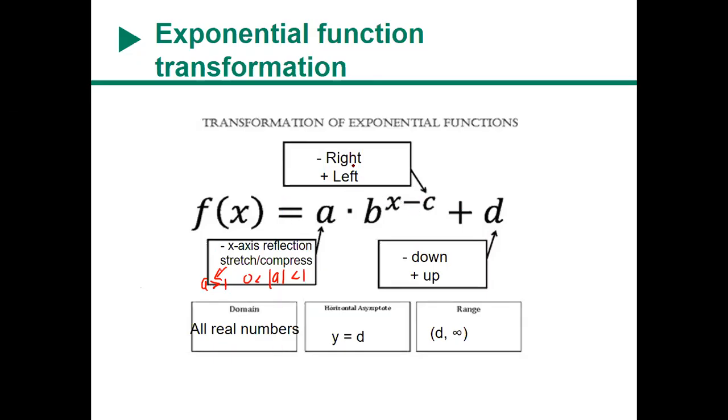Your c, remember our x is a liar. So if it's minus c, you're going to the right. If it's plus c, you're going to the left. And d is your negative down, positive up. And your domain is all real numbers. Your horizontal asymptote depends on your d, and your range depends on your d.